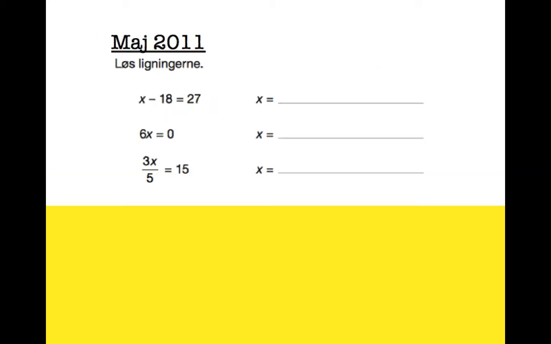The next question is a block of equations to solve. x minus 18 equals 27. To get rid of the minus 18, we add 18 to both sides and get x equals 45. The next one, 6x equals 0. We don't want to know what 6x's are, we want to know what 1x is on its own. So we divide everything by 6 to get x equals 0, because 0 divided by 6 is still 0. And that makes sense because 6 times nothing makes nothing.